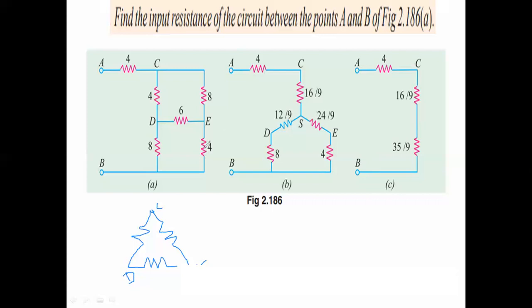So now you can understand this concept really easily, because we are simply replacing the delta with a star. For that we are using some predefined formulas, and using that we can easily obtain the resistances. So very easy. You just remember how we can apply it. By practicing two more problems, you can easily do it on your own.